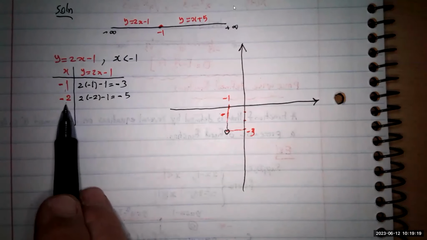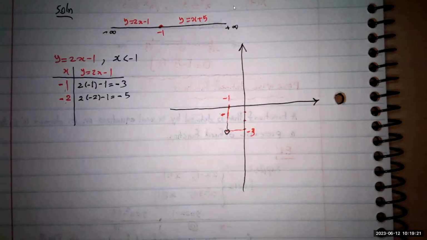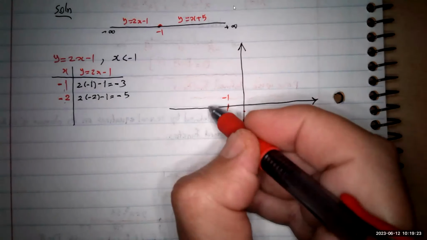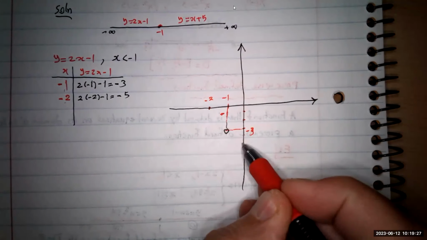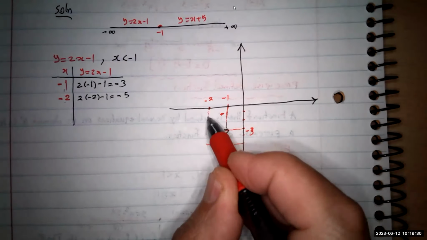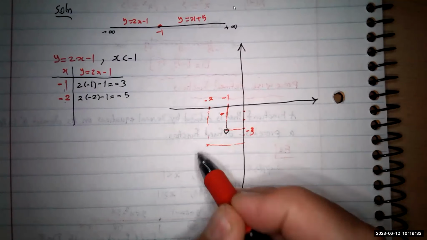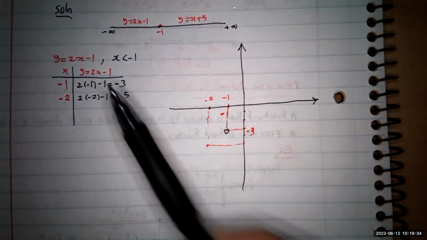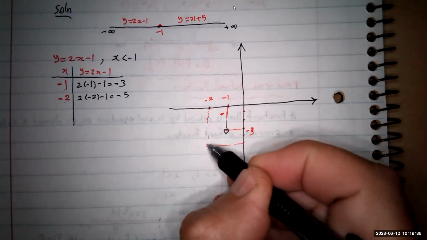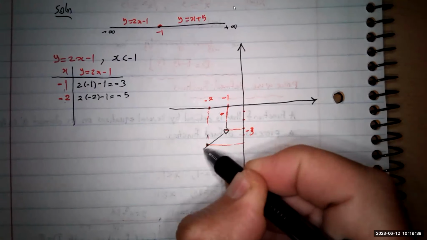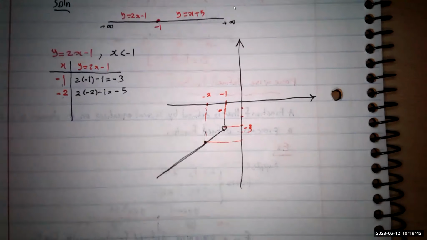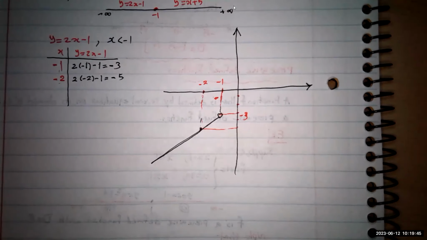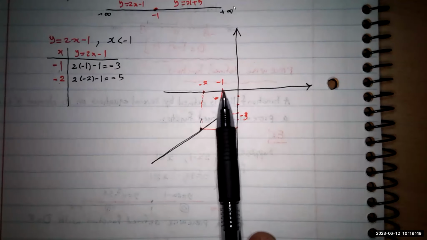Okay, the next point is -2 and -5. Go to -2, then down 5. That gives you the second point. And you know, less than -1 means you go to the left only. So you pick this point and you go to the left forever. This is going to be the graph of the first part. Any question? So that's why you get the -1. Just make sure you're not going to go over it.